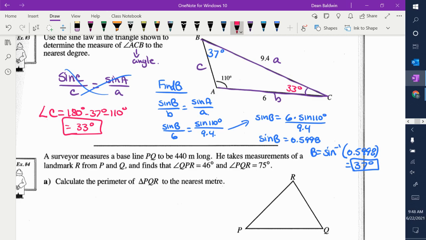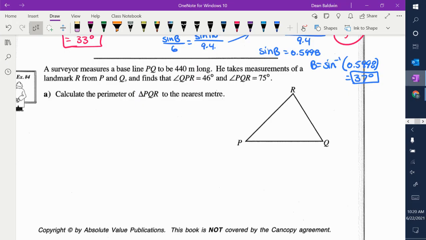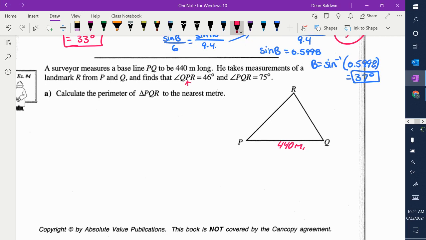Okay. I just want you to do numbers 1 and 2, please. All right, so a surveyor measures the baseline PQ to be 440 meters long. He takes measurements of landmark R, P, and Q and finds angle QPR equals 46. Where am I writing 46? Angle P, remember it's always the middle one. So this is 46. Angle PQR is 75. So that's angle Q.